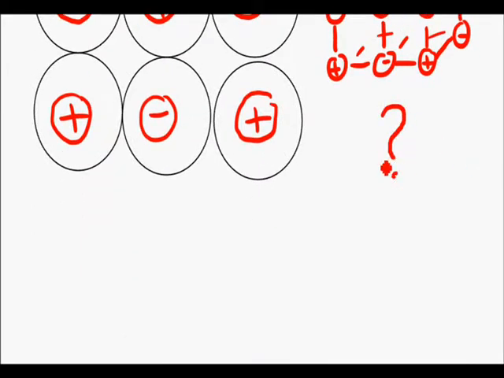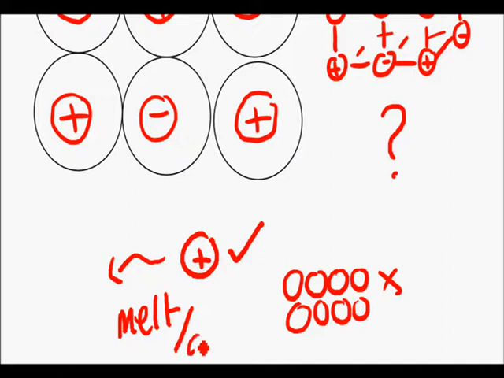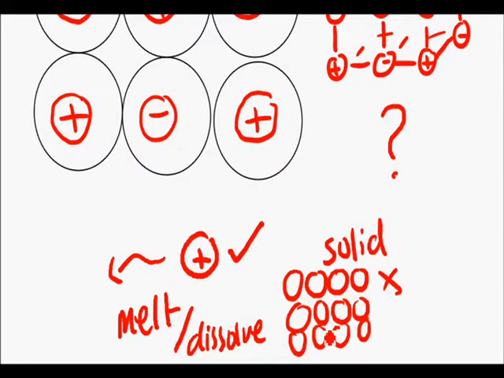You might also be asked, can they conduct electricity? Now, as long as they're free to move, yes, they can. If they're locked in a lattice structure, then they can't. So if they're in a solid form, they can't conduct electricity. But if you melt them or you dissolve them, then the particles become free, don't they? The ions become free to conduct the charge, and that is how they conduct electricity. If they're a solid, they can't, because they can't move.